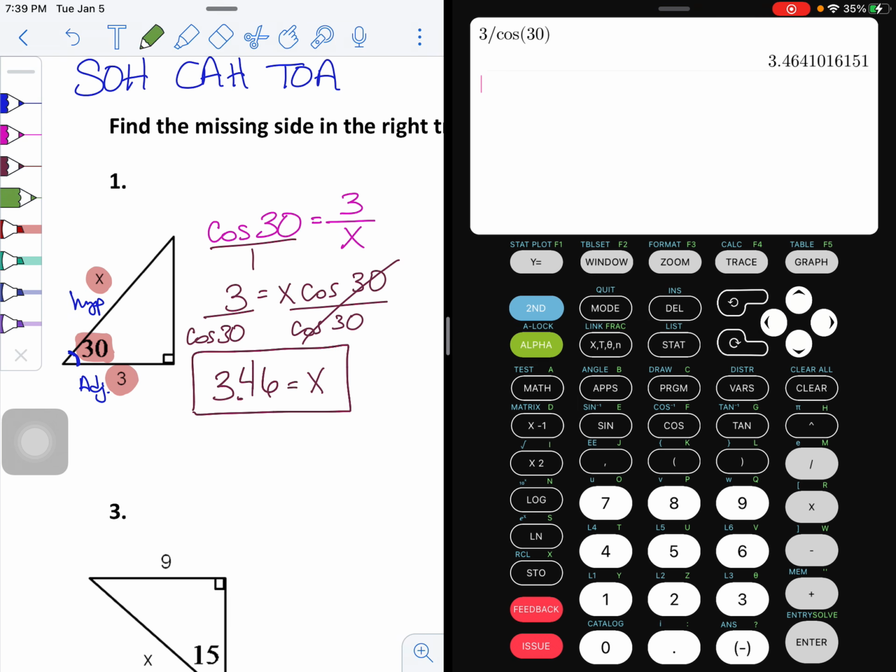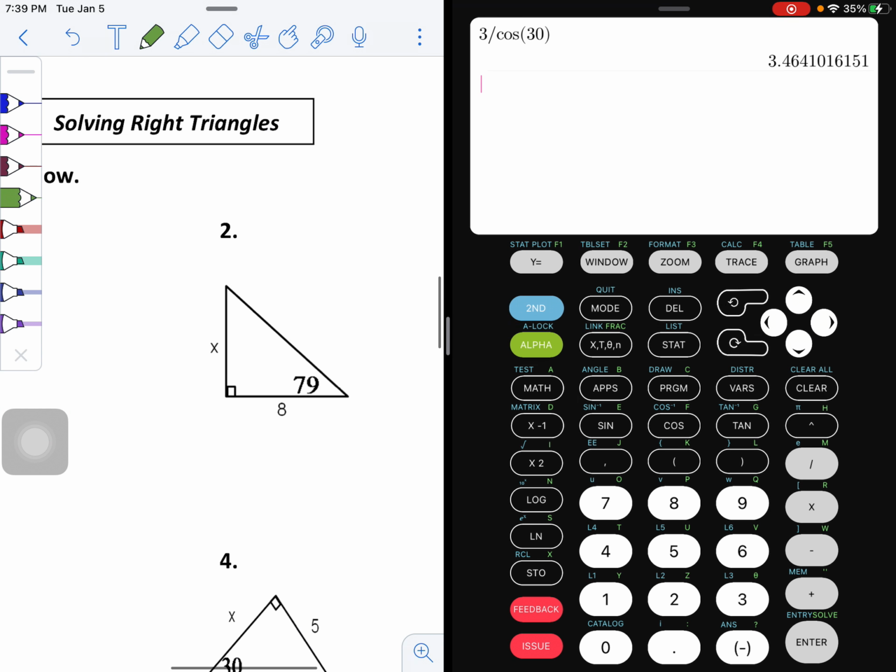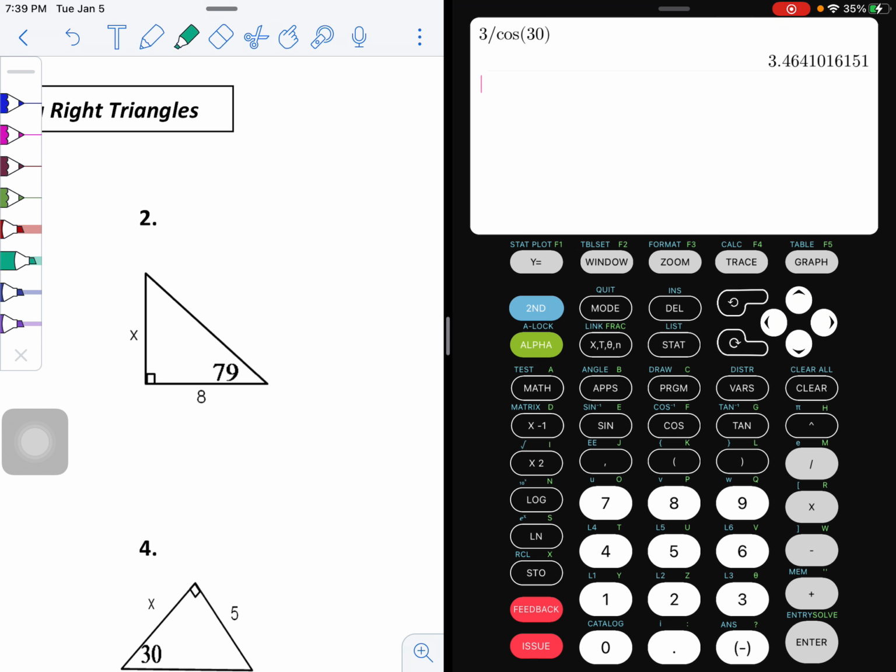All right, so that takes care of problem number 1. I'm going to go ahead and slide over to number 2 and go through the same kind of process here. All right, I know this 79-degree angle. I know this side is labeled X.